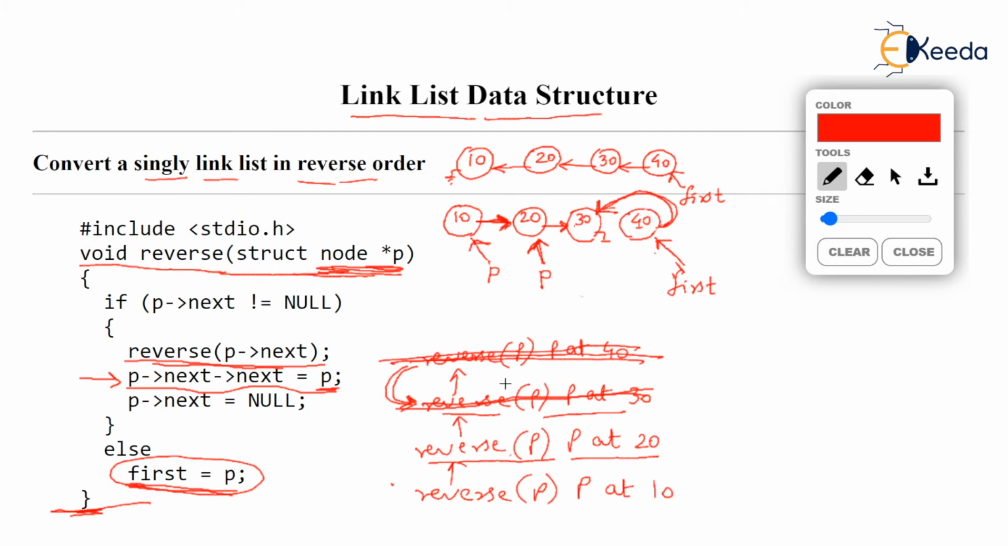So where are we now? We are back to the calling function. Calling function was reverse P with P at 20. We are back to this 20. And obviously the function for 20 will resume with the line P arrow next equal to P, because it had finished the recursive call last time.